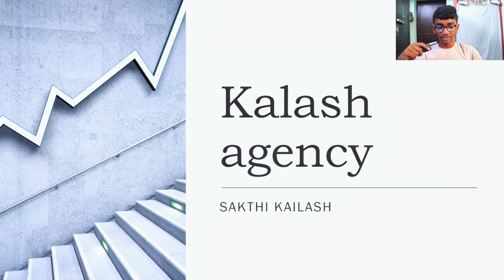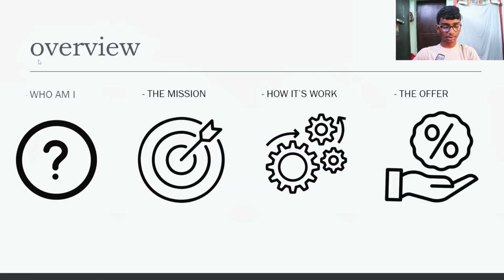So this is for my agency, Kalash agency, and I'm Shakti Kailash, that is my name. You can create this on your own in PowerPoint. They also give templates like this. First we move on to the overview. Everyone should do an overview to simplify this: first who am I, the mission, how it works, the offer. You can create this type of symbols on a website called Flaticon. I will drop the link in the description.